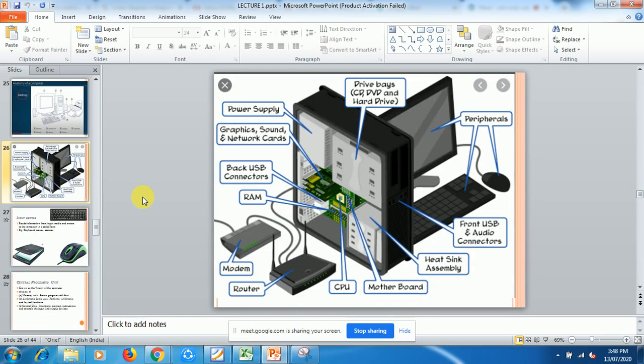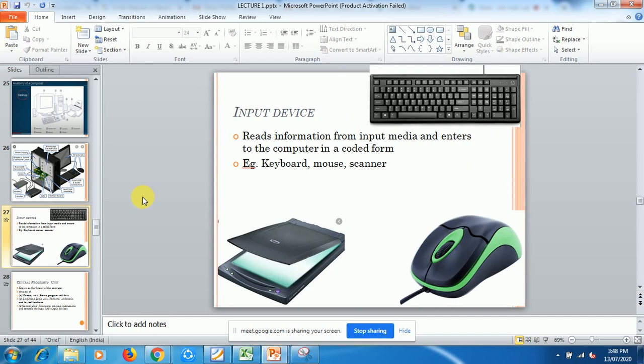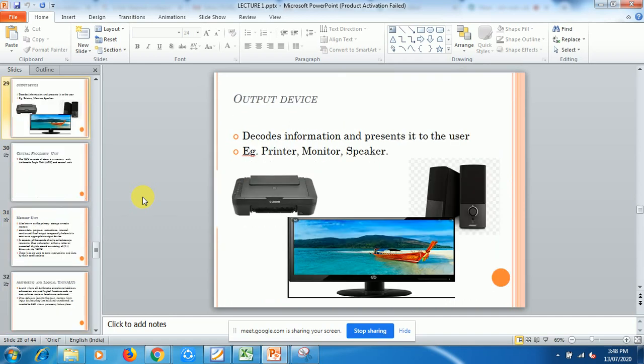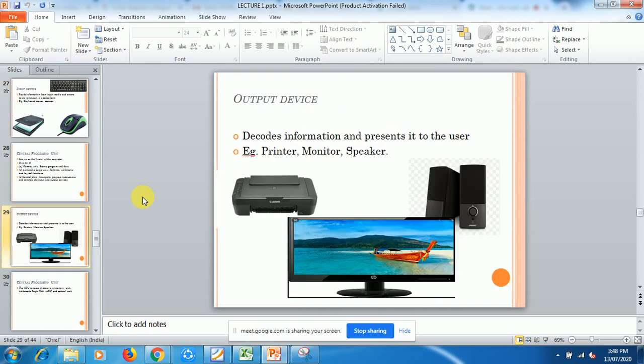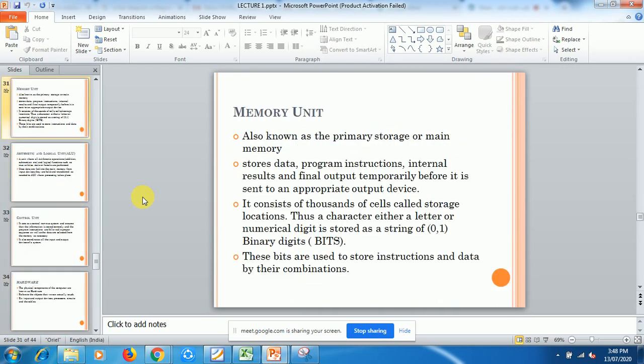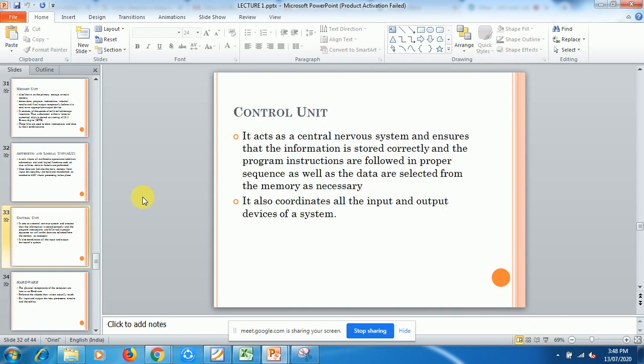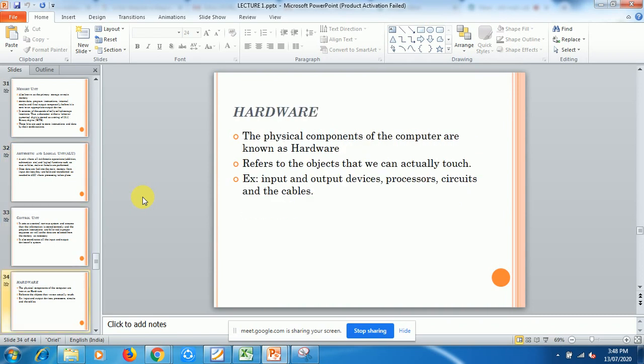This is the detailed parts of computers. Okay, and we had seen the input devices, CPU, output devices. All these devices we had seen. Okay, and the memory unit, arithmetic and logical unit, and control unit. All these we had seen in the previous lecture.